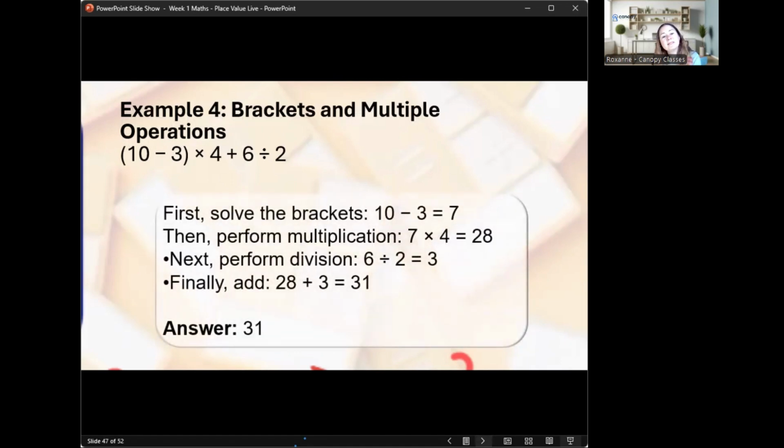Then we need to do the next thing according to BODMAS, which is the multiply, because it's before the division sign. So multiply 4 and 7 to get 28. And then we're going to do the division. So we're going to take 6 and divide it by 2 to get 3. And now we've got the 2 parts, so we can take our 28 and add it to 3, and together we get 31. So you can see there's lots of combinations. If we did these in different orders, we might end up with completely different answers.